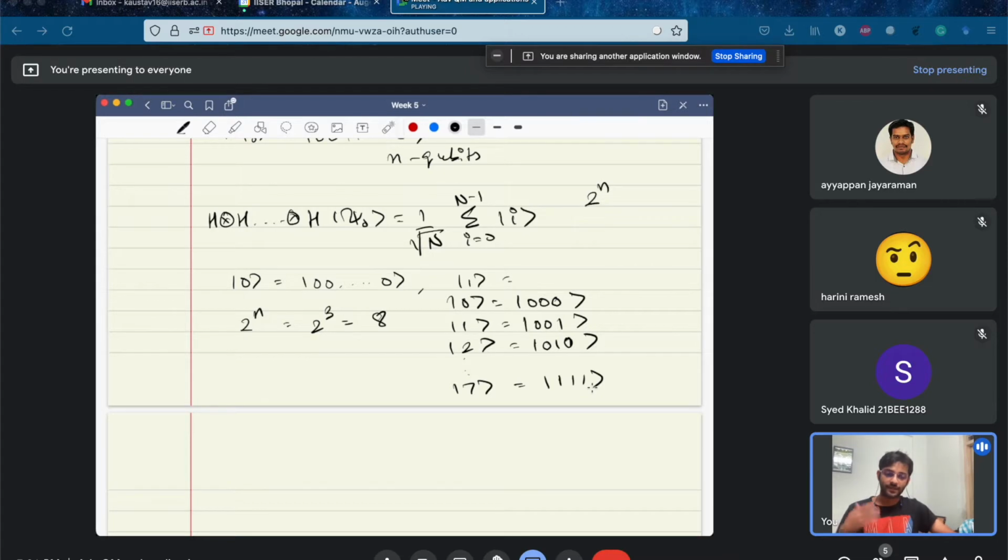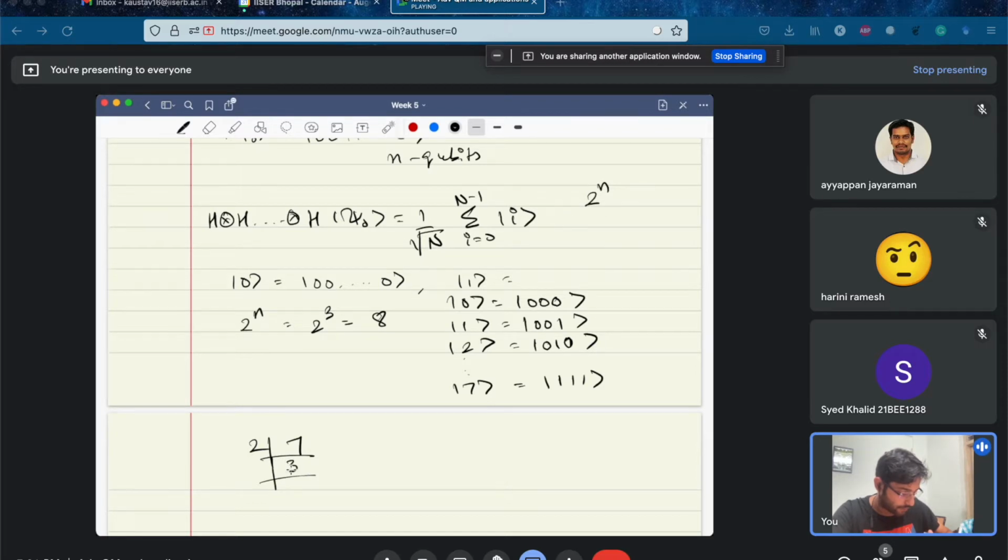So you might have seen in your classical theory also, like when you have to find out a binary from a decimal number, all you do is you take the 7, you divide by 2, and you just keep on doing it.